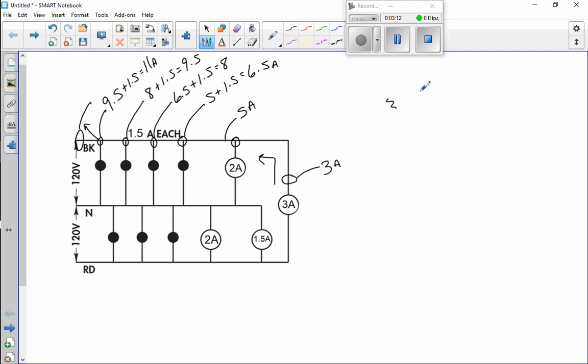Okay, so the black wire in this scenario will be 1.5 amps.